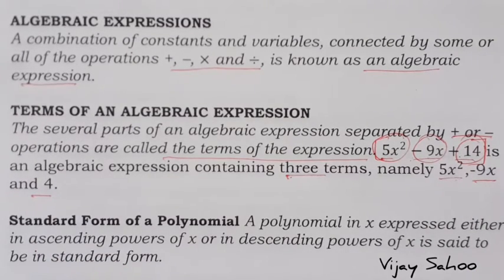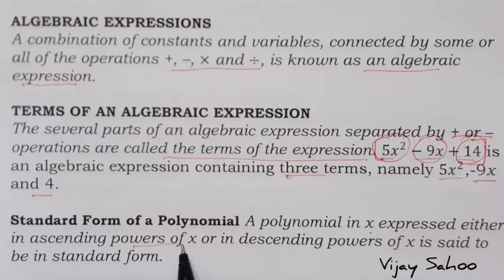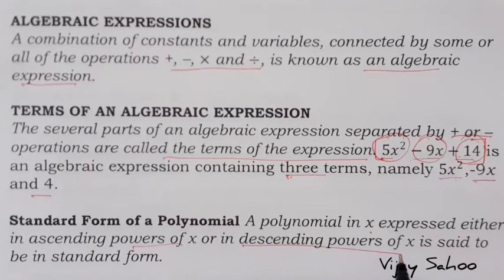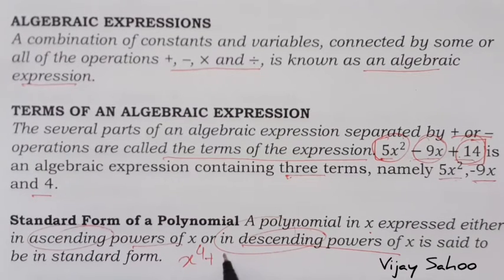Okay, now see the standard form of a polynomial. What does standard polynomial mean? A polynomial expressed in x or in any variable, that is y, z or any alphabetical term, either in ascending power of x or in descending power of x. You know what ascending and descending is? I'll give you one example. Let us take x power 4, 3x cube minus 2x square plus x plus 1.